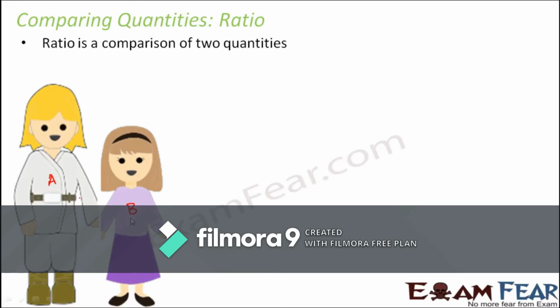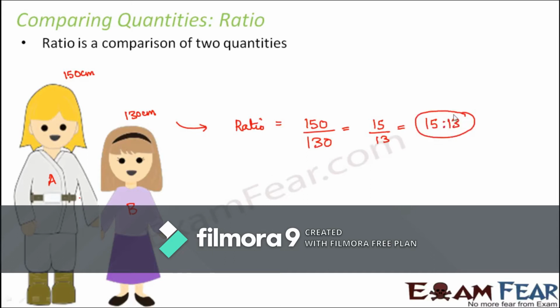Okay, now how do we express ratio? Let's say that the height of A is 150 centimeters and the height of B is 130 centimeters. So what is the ratio of heights of A and B? The ratio of the heights would be equal to 150 centimeter divided by 130, which is equal to 15 by 13, which is equal to 15:13. So this is the ratio of the heights of A and B respectively.